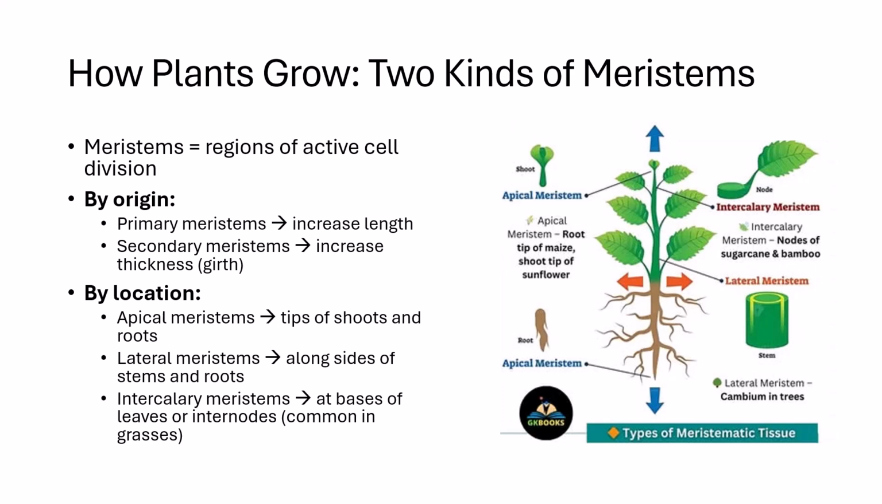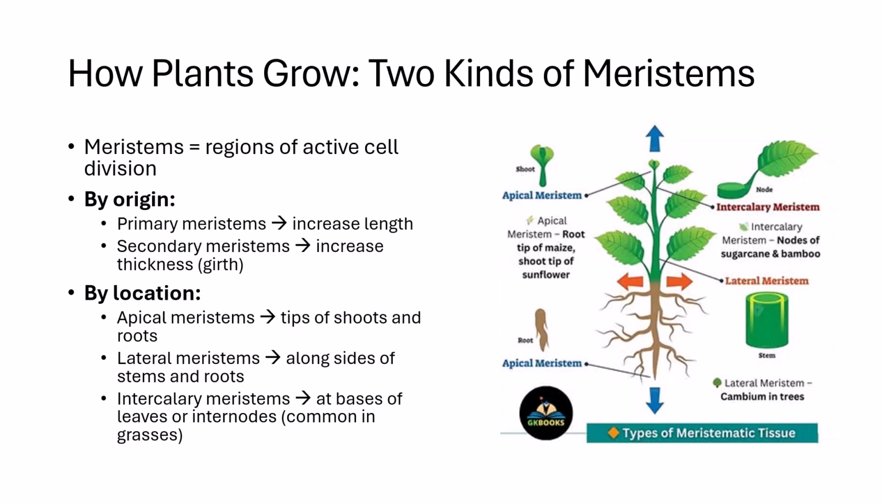By location, we use different names. Apical meristems are found at the tips of shoots and roots and drive primary growth. Lateral meristems run along the sides of stems and roots and are responsible for secondary growth. This is where the vascular cambium and cork cambium fit in. Intercalary meristems are found at the bases of leaves or internodes, especially in grasses, and they allow certain plants to keep growing even after being grazed or cut back. So primary versus secondary tells us what kind of growth is happening, while apical, lateral, and intercalary tell us where that growth is happening.